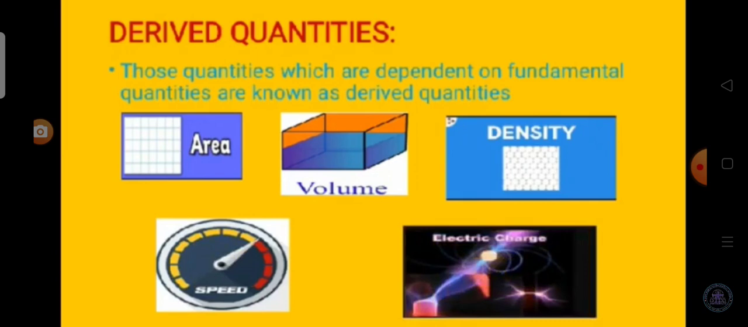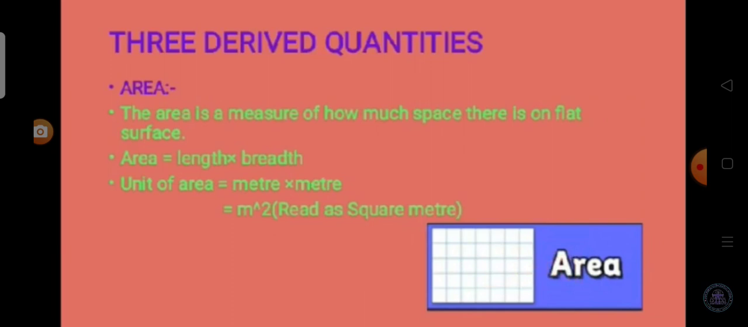Now the next one is the derived quantities. Those quantities which are dependent on fundamental quantities are known as the derived quantities. Area, volume, density, speed, electric charge, these are some of the examples for the derived quantities. Now we see the derived quantities one by one.